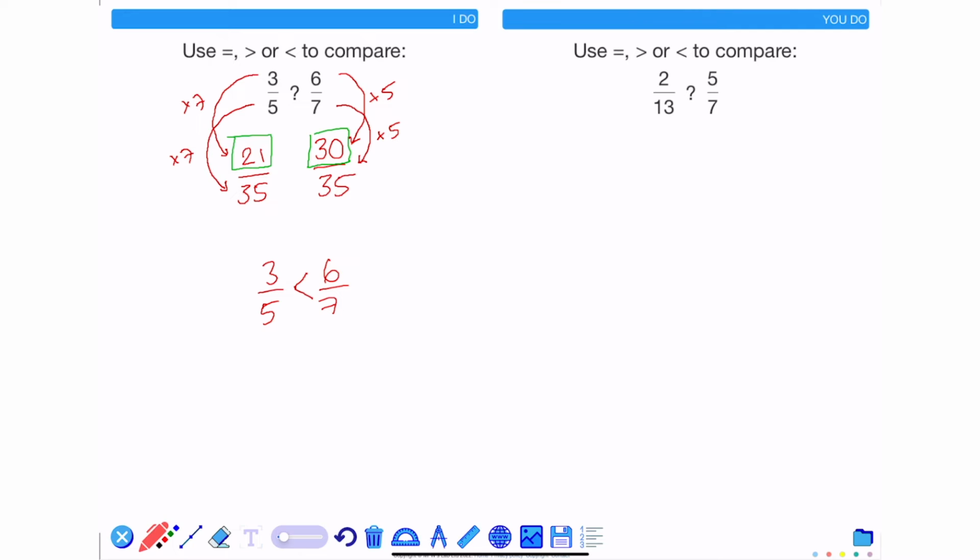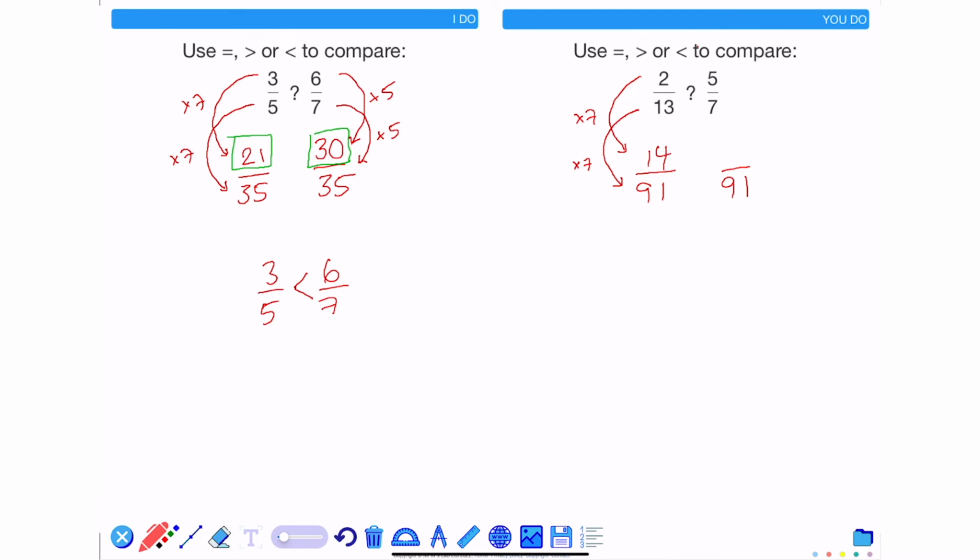So a common multiple of 13 and 7 is quite a tricky one. The answer is 91. This means I'm multiplying 13 by 7 in order to give me 91. Whatever I do to my denominator, I need to do to my numerator to keep them equivalent. So that means my numerator is now 14.